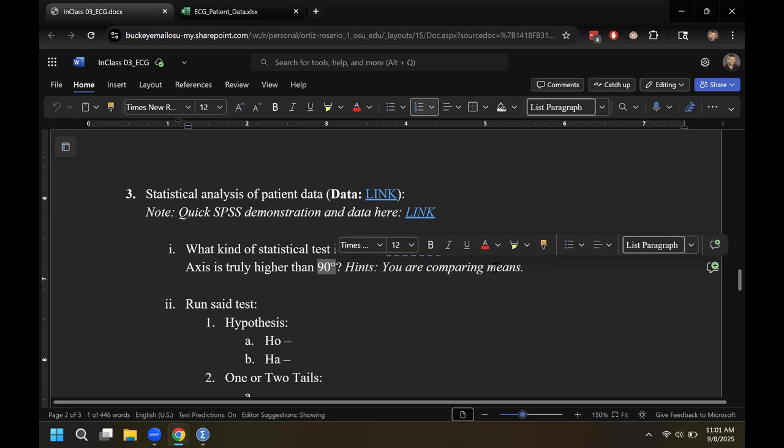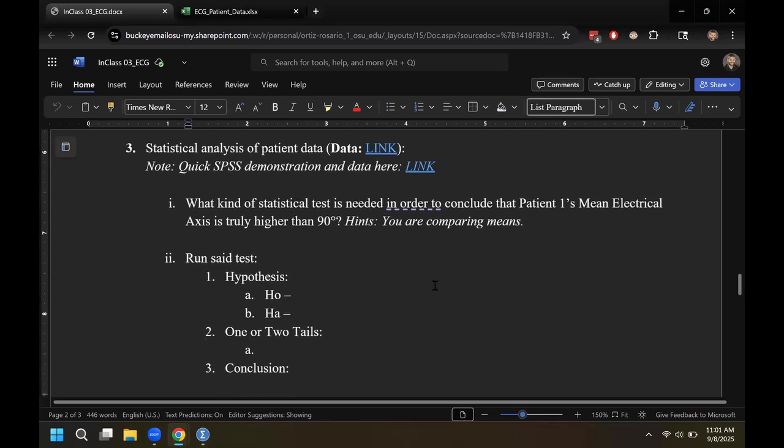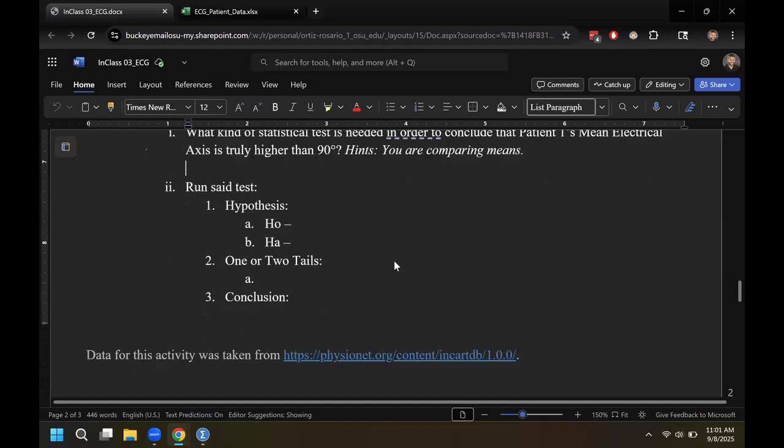And in this case, I am definitely comparing means, but the question is, which test am I comparing? If I'm comparing means, I'm comparing a sample versus a single value. This hopefully should be a reminder that we're going to be running something. I'm not going to tell you. It is part of the in-class to figure out which test that is. So that is one test that we have to perform.